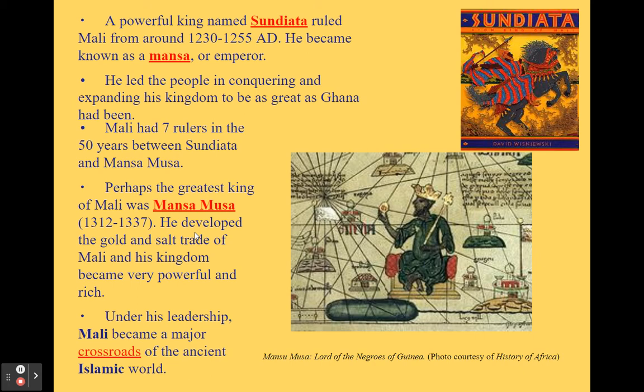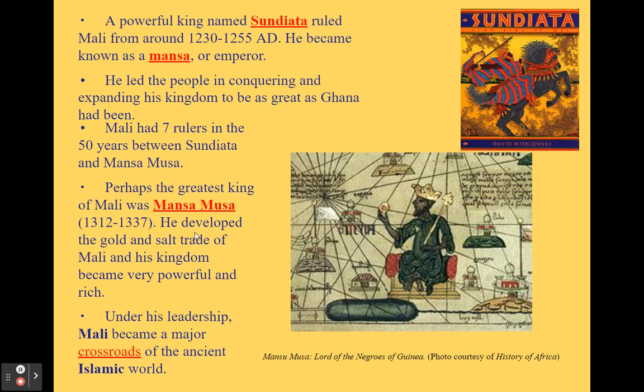Now, Mansa Sundiata led his people in conquering and expanding his kingdom to be as great as Ghana had been. And there were 7 rulers in the 50 years between Sundiata and Mansa Musa. That doesn't make it sound like these rulers were very good. But notice we stopped counting at Mansa Musa because Mansa Musa is considered to be the greatest king of Mali.